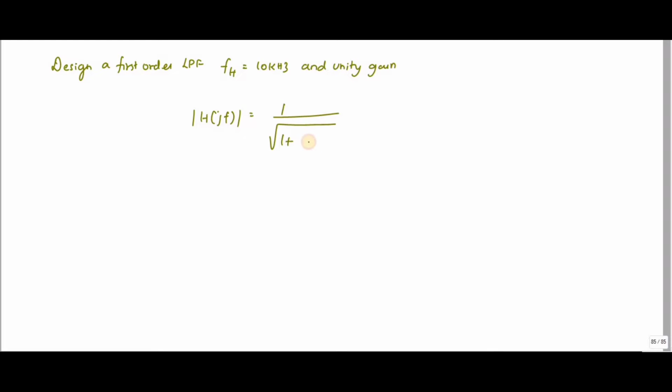So let us discuss one problem on this one. Design a first order low pass filter. They have given the cutoff frequency as 10 kilohertz. Okay, and it is having unity gain. Okay, they have mentioned it as unity gain. Find the voltage transfer function. Okay, so they are asking about H of jf. So you know the formula, right? 1 divided by root of 1 plus (f by fH) the whole square.